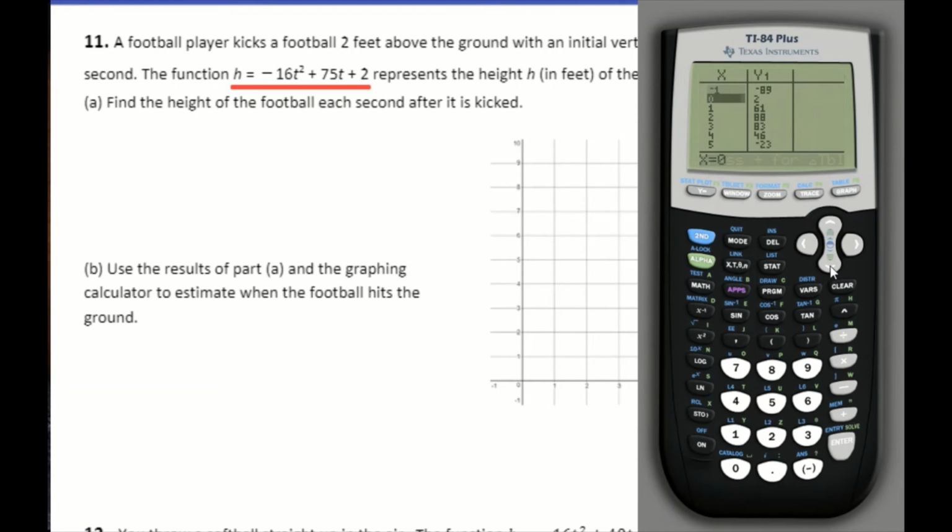And we're going to start at 0 because nothing can happen before time equals 0, because that's when he actually kicks the ball. Now you might be wondering, why do I start at 2? Well, he's basically holding the football 2 feet off the ground before he kicks it. So he's not kicking it off the ground. He's holding it, or it's somehow being elevated 2 feet when he kicks the ball. So let's plot as many of these points as we can on the graph.